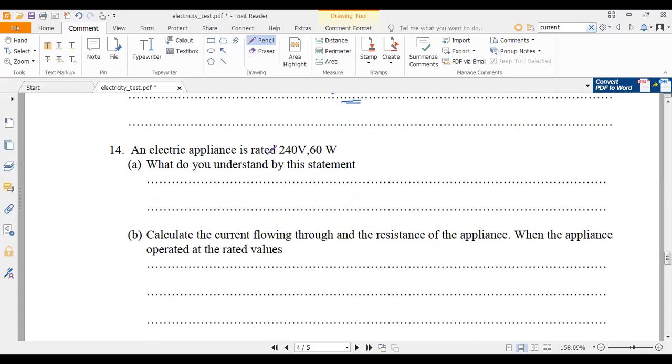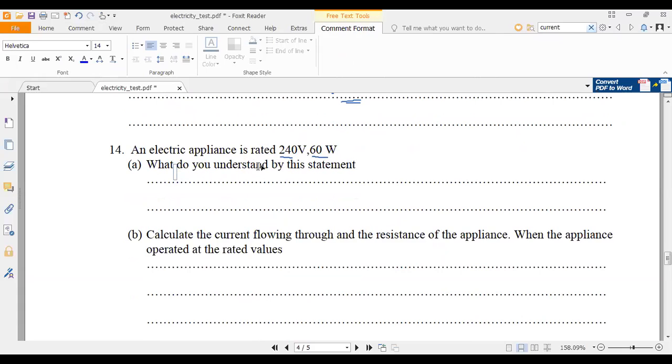Next question asks us that an appliance is rated 240 volts and 60 watts. So the 240 here is of course the PD, and then the 60 is the power. 240 is PD and 60 is the power. So when explaining what this means or how you understand the statement, in your mind you should have that this is PD and this is power.